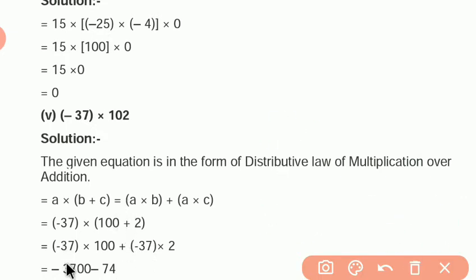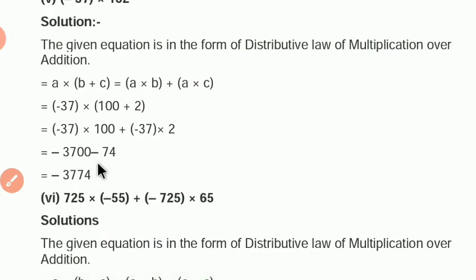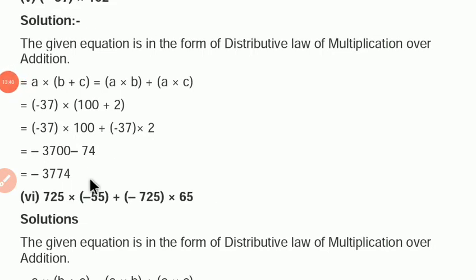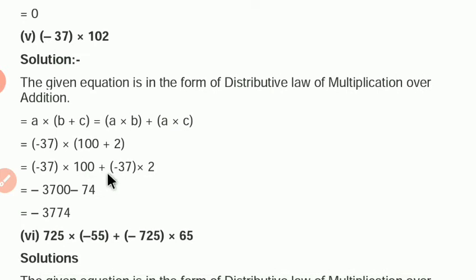Then we know that minus 3700 minus 74. We know that minus minus is plus. So 3700 plus 74 is equal to 3774, but the sign will be minus. Nothing else you have to do, you only have to see in which format the question is given. First you have to identify, then you have to use the properties. And if it is given in the form of a into b plus c, then you have to change it into a into b plus a into c. And if any question is given in the form of a into b plus a into c, then you have to change it into a into b plus c.